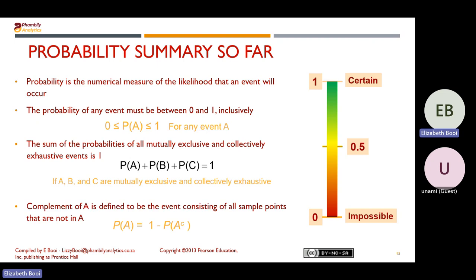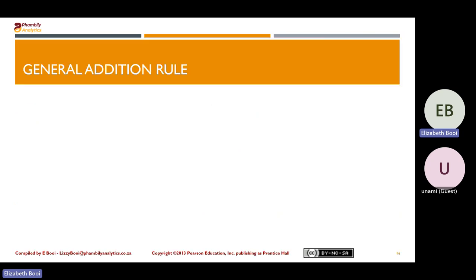The other thing we learned is that the complement of event A is defined to be an event consisting of all possible points that are not included in the original event A. So we can use the formula: the probability of the complement of A is given by 1 minus the probability of A, and vice versa. They will all give you the same result. So if I've got a complement, I can calculate the probability of the event, or if I have the probability of an event, I can calculate the complement. And we're going to learn all those things.